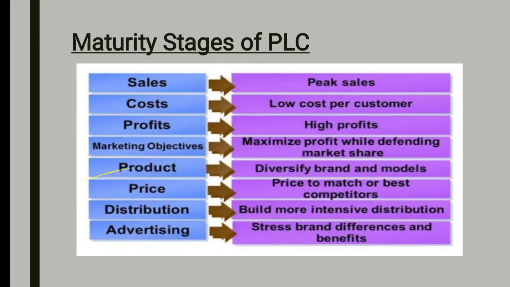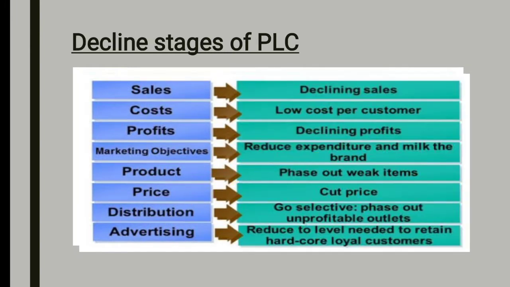The next stage is maturity. Sales are at the peak level, the cost per customer is low, and the profit is at maximum. The marketing objective is to maximize profit while defending market share, and the product diversifies brands and models. Price is set to match or beat the competitor, distribution becomes more intensive, and advertising stresses brand differences and benefits.